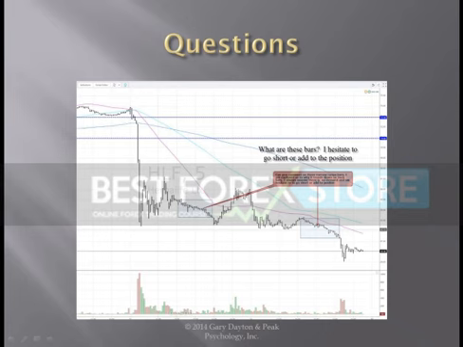Look at all the volume here. Look at all that volume. That's coming in from all over the place. Okay, what are these bars? I hesitate to go shorter to add to a position. Well, it's hard to read this chart, but this is the noon hour.